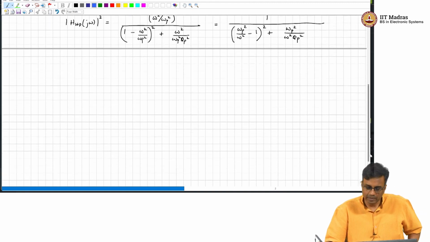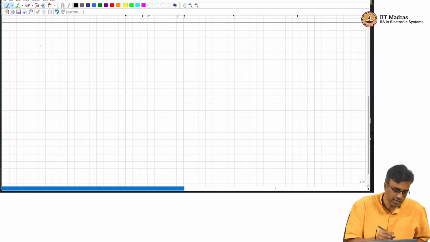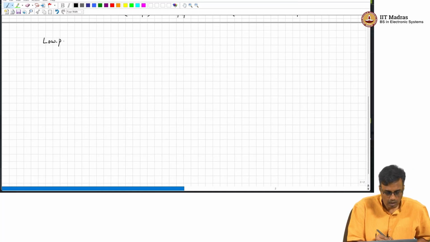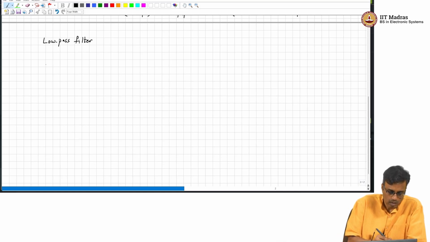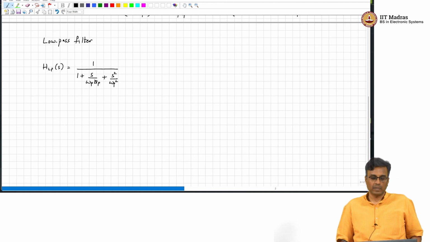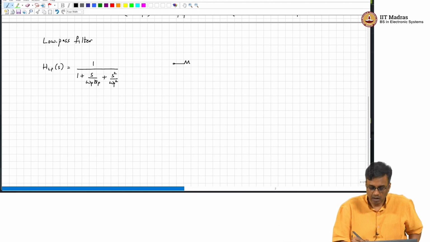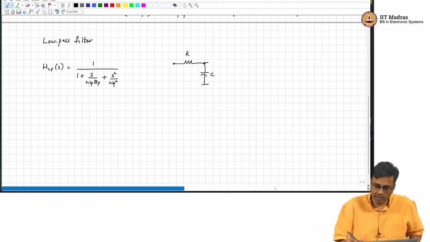Okay. So, now let us start looking at the passive networks like we did. Remember that the low pass filter transfer function we want to realize is of the form 1 over 1 plus s by omega p Qp plus s square over omega p square. So, to get a first order RC low pass filter, we basically put R and C here. So, this is Vi and this is Vo.